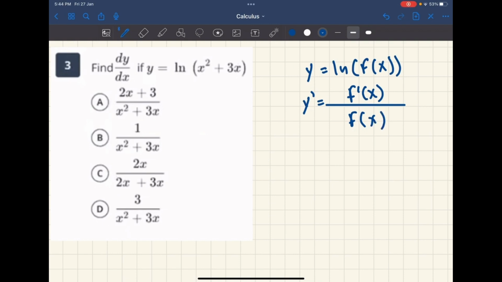And let's now solve this function right here. So to find y prime, we're going to follow the formula that's above us, which is going to be, we're going to find the derivative of the one in the bracket, f(x). So it's going to be 2x plus 3 divided by x squared plus 3x, which is the first one, A.